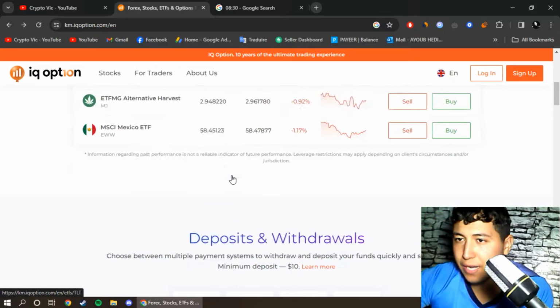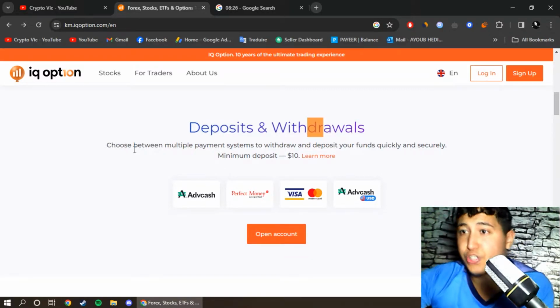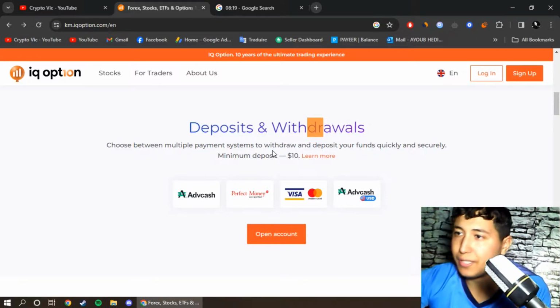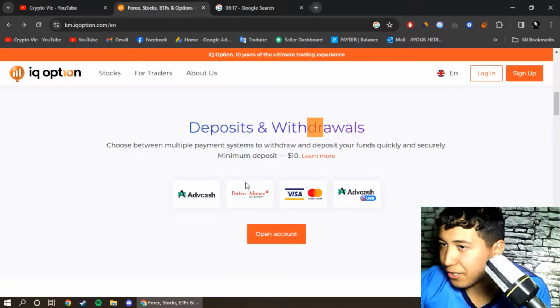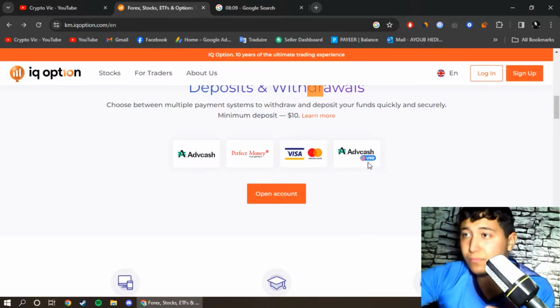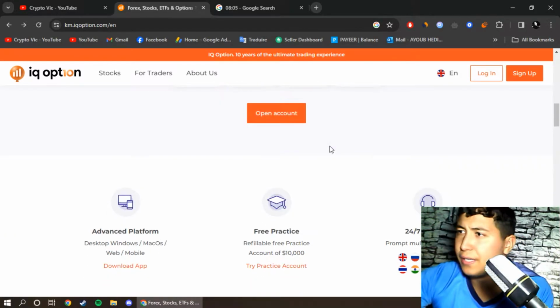Okay, so let's scroll down here. As you can see here, deposit and withdrawals. Choose between multiple payment systems to withdraw and deposit your funds quickly and securely. Minimum deposit again is $10. You can use AdvCash, Perfect Money, Visa card, MasterCard, and AdvCash USD. So that's a cool thing. You can choose which one is perfect for you to withdraw.